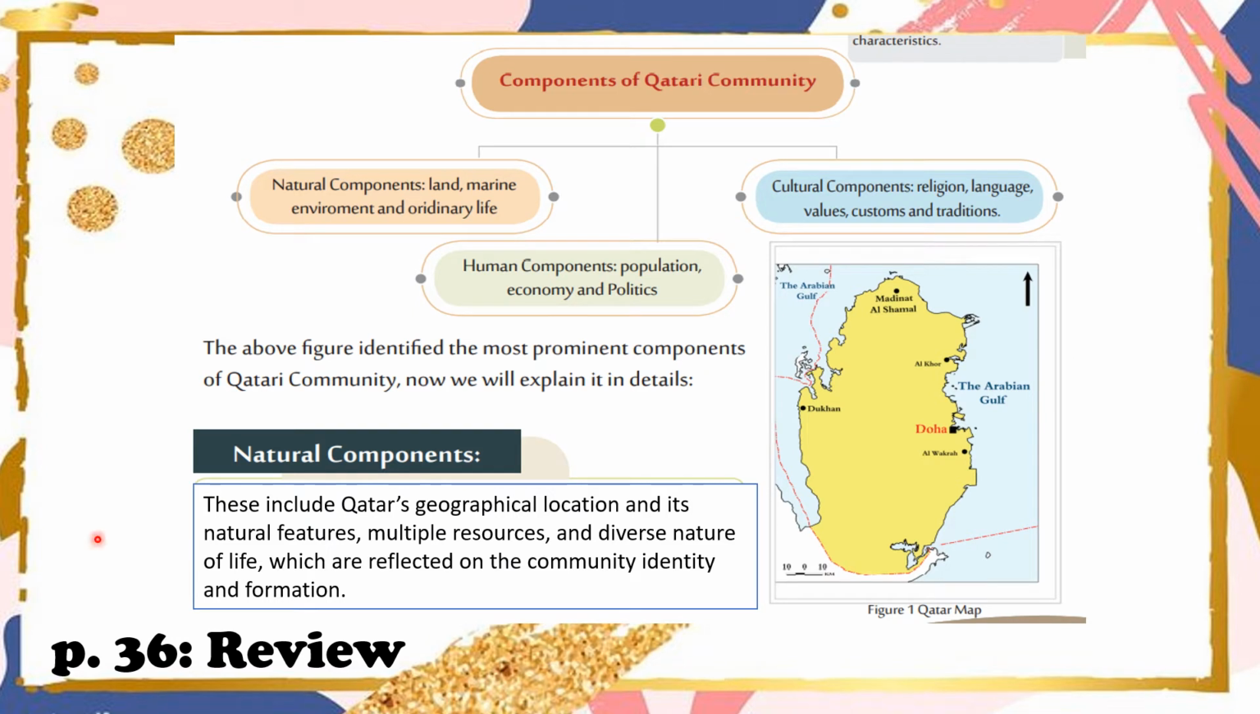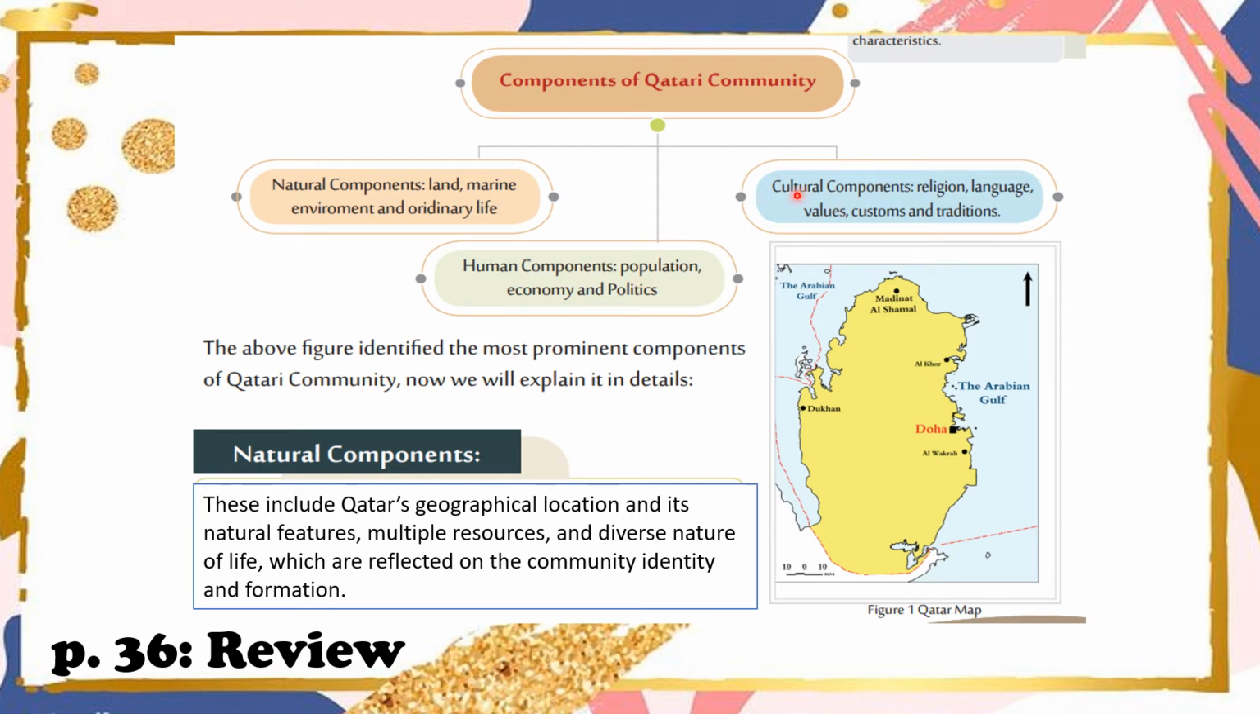So let's begin by reviewing information in page 36. So we know from our previous discussions that there are three main components of Qatari community. First would be the natural components, consisting of land, marine environment, or the seas and oceans around that land, and ordinary life. Next, you have your human components, consisting of population, meaning the number of people living in a certain place, economy, okay, which talks about the wealth and the capability of a community to sustain itself, and politics or the method of governance, okay.